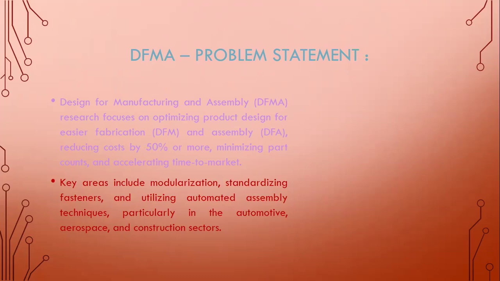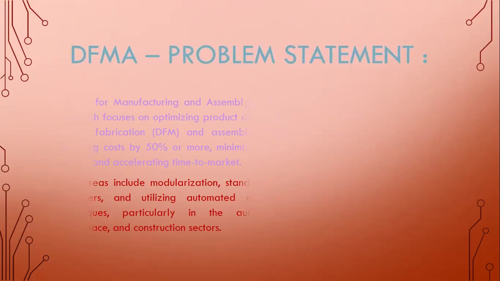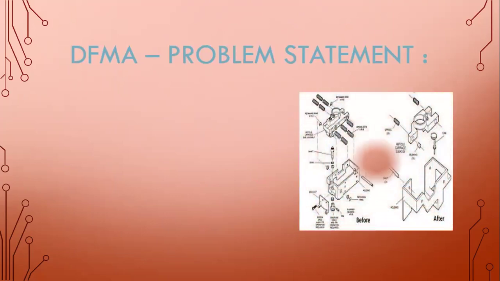So the following are some of the key areas: modularization, standardized design and modular concept, adapting standardized threaded fasteners, and utilizing automated assembly techniques, particularly in automotive, aerospace, and construction sectors. So this is about the problem background of design for manufacturing and assembly.